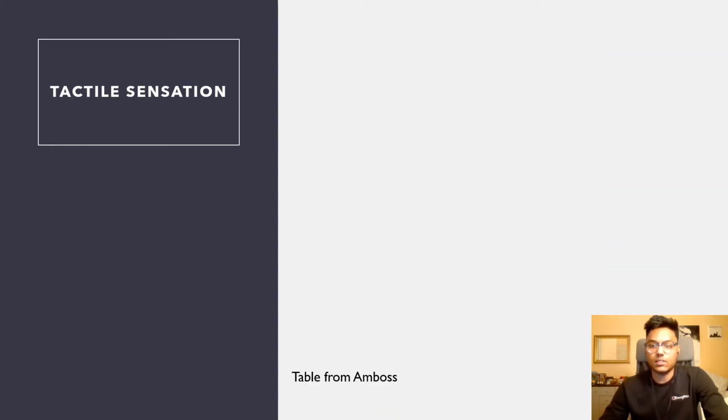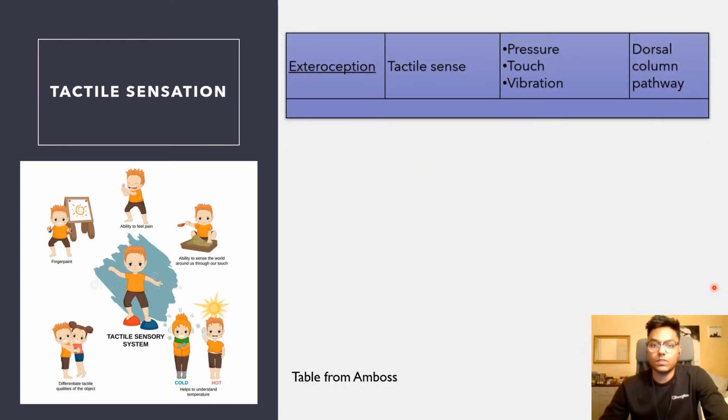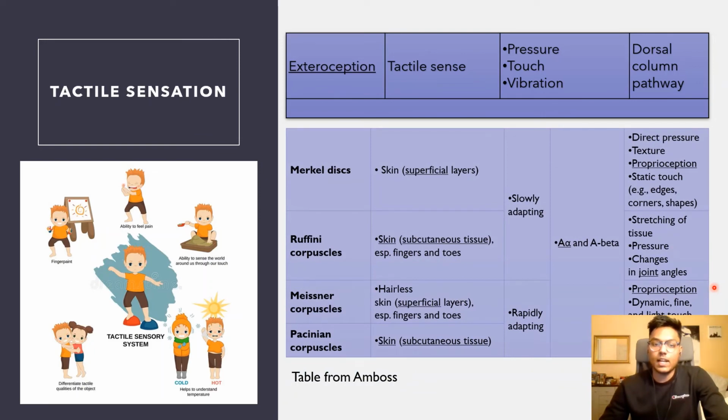So let's move on to tactile sensation. Tactile sensation, or our sensation of touch, is mediated by special cutaneous mechanoreceptors that are located on the surface of the skin. Since they're on the surface of the skin, they're called exteroceptors, and they measure pressure, touch, and vibratory sensations. And as we know, they are carried by the dorsal column tract. So we basically have four major tactile mechanoreceptors that are present on the surface of the skin. They are the Merkel discs, Ruffini corpuscles, Meissner corpuscles, and Pacinian corpuscles.